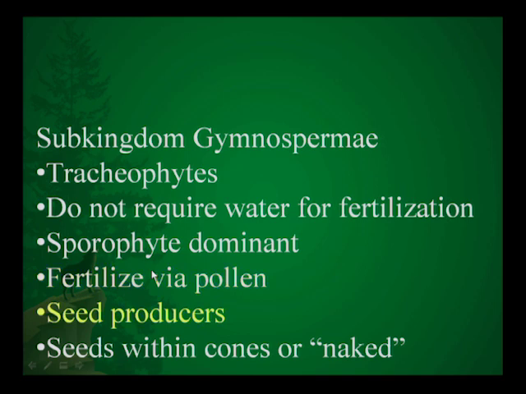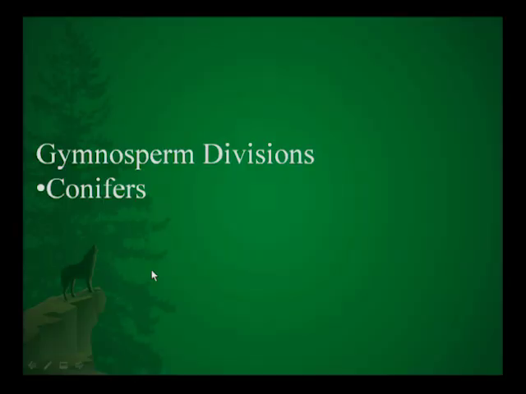They are seed-producing plants. And what distinguishes them in some ways from the angiosperms is that the seeds develop within cones, or in some types of gymnosperms, the seeds will be naked. But the types that we see in the Yellowstone ecosystem, the seeds will be protected by cones. All right, so as we look at the subkingdom Gymnospermi then, we're going to look at the primary division that we find in the Yellowstone ecosystem, which would be the conifers, the Coniferophyta.